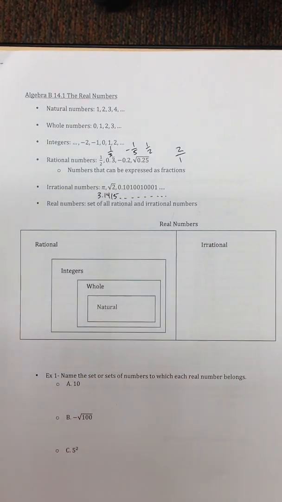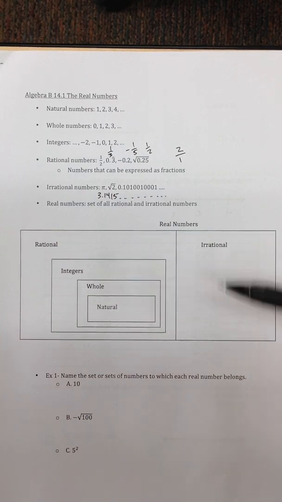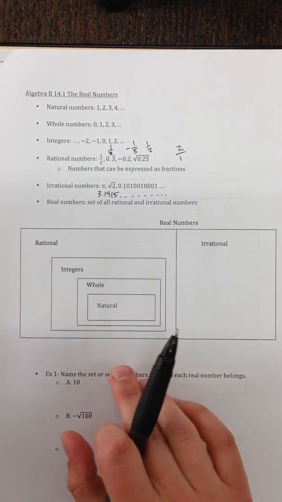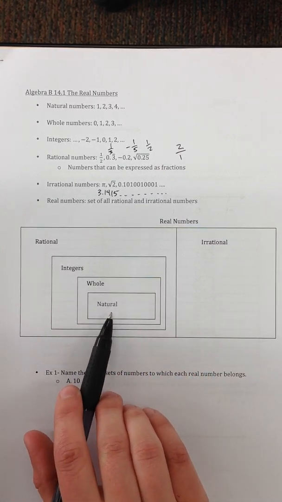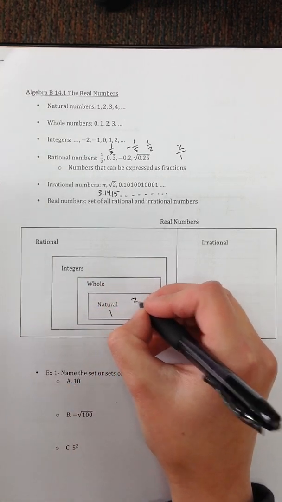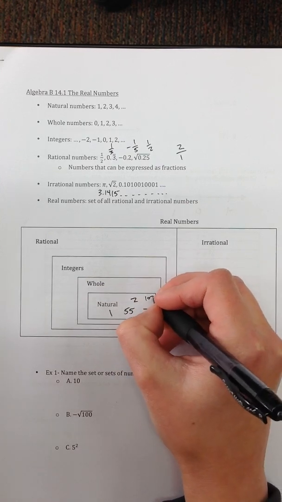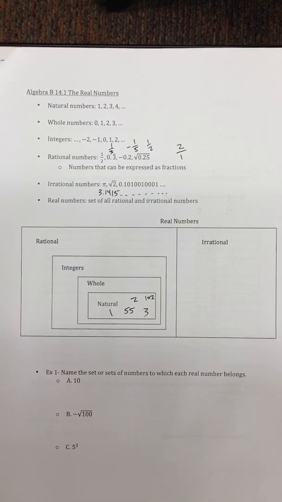So what we're going to do here is fill in this chart with all of our real numbers, irrationals on this side, rationals on this side, and then our rationals are going to be broken into the different groups. I'm going to start with the most specific of the groups. Our naturals are the most specific numbers. Those are our counting numbers, so you'd have like 1, 2, 3, or 55, 102. Anything like that would be a positive number that you would be counting, and it would not include 0.